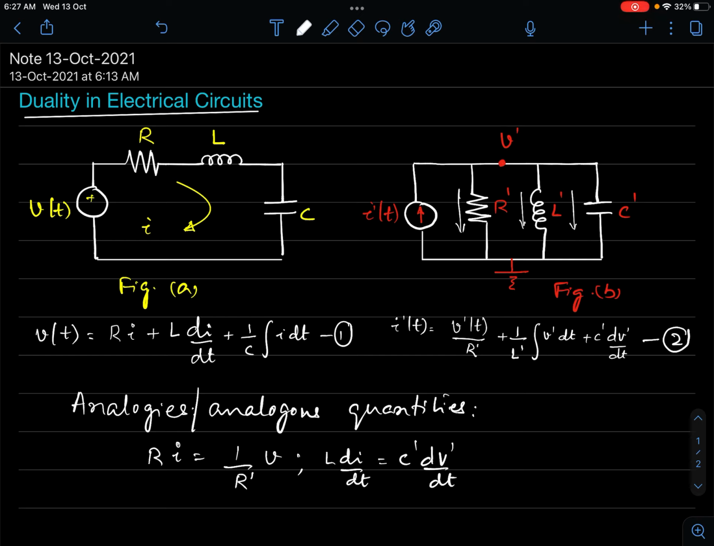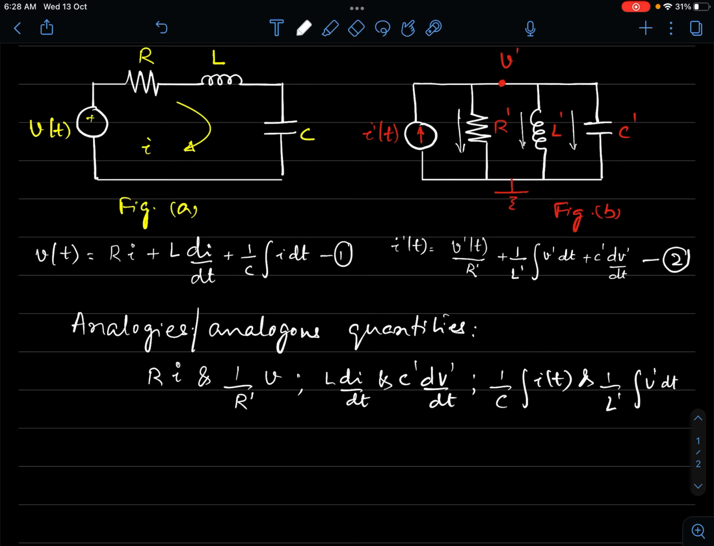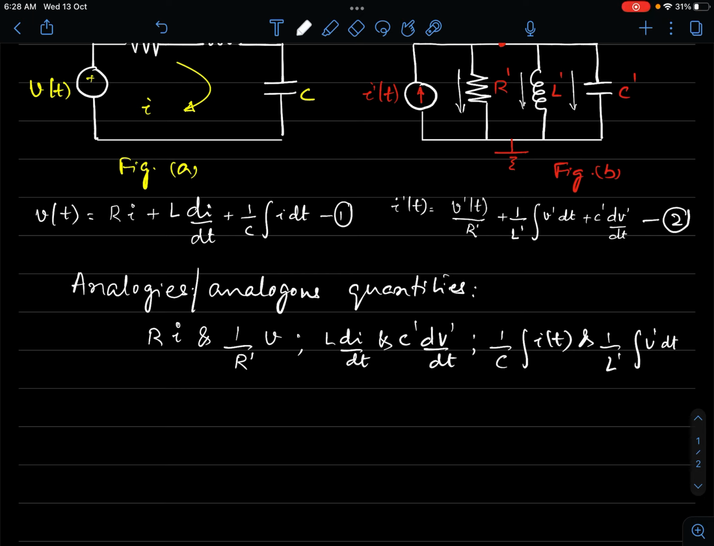But we cannot put equal to actually here. We can say the analogous quantities are this and this and this. They're analogous. I have done this correction. This is 1 by C integral I dt and 1 by L dash integral V dash dt. They are all analogous quantities. Okay, so you should understand the meaning of analogy.